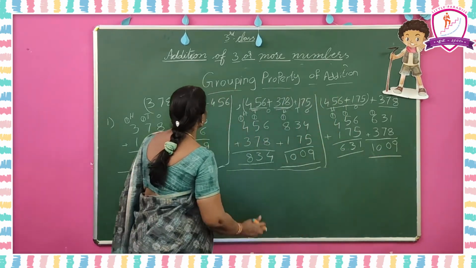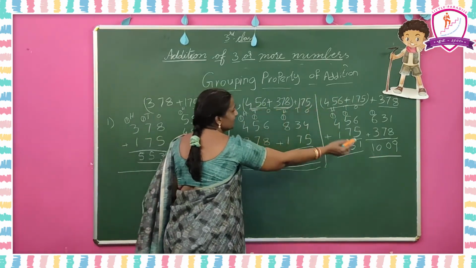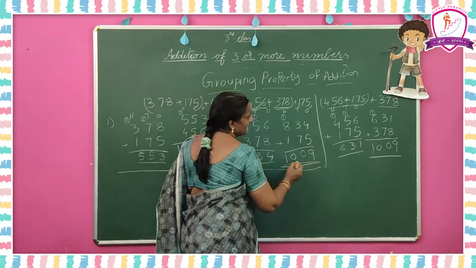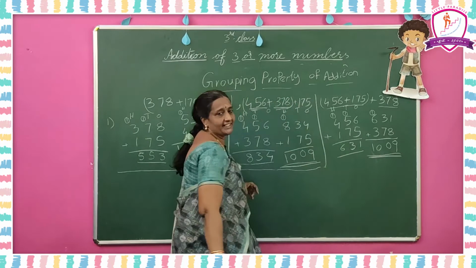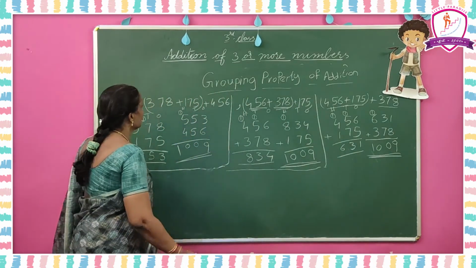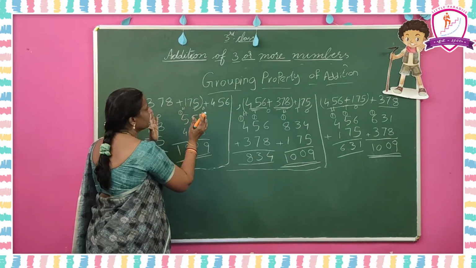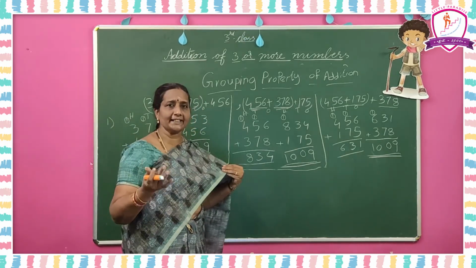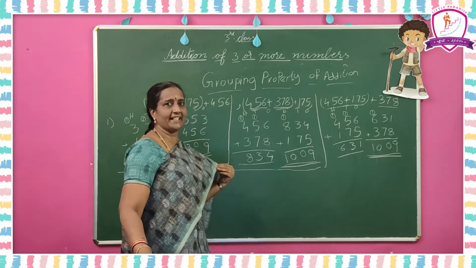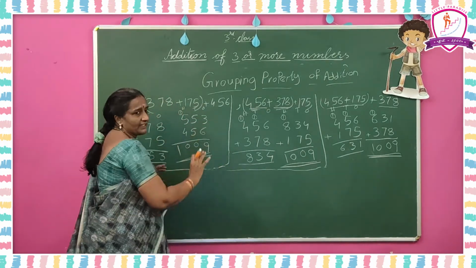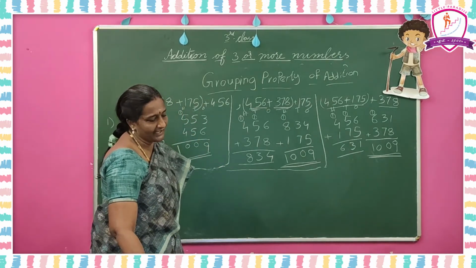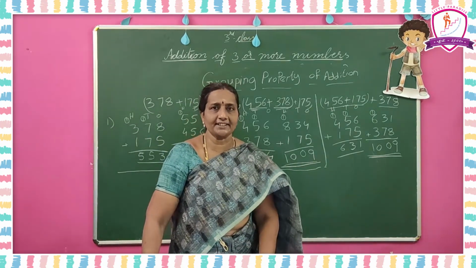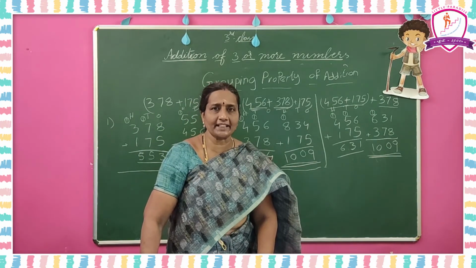Finally, the answer of these three sums remains the same. 1009 here, 1009 here, and again 1009 here. That means if we add 3 or more numbers, we can group the numbers in any manner. We can group the 3 numbers in any way. This is known as the grouping property of addition.